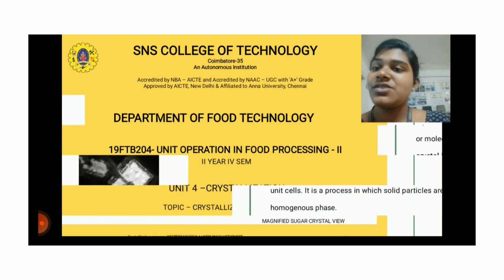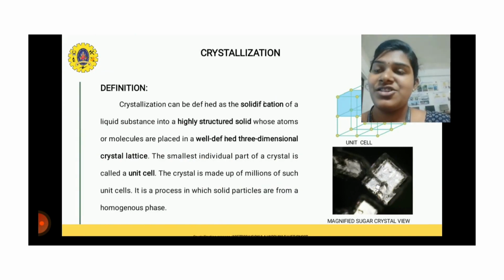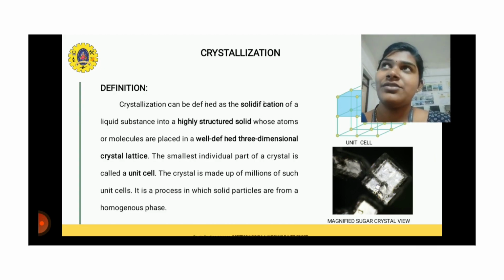So first of all, crystallization. When you say a crystal, what will come into your mind? For example, take a food. What food will come into your mind when you think of a crystal? For example, sugar. Crystallization is defined as the solidification of a liquid substance into a highly structured solid whose atoms or molecules are placed in a well-defined three-dimensional crystal lattice.